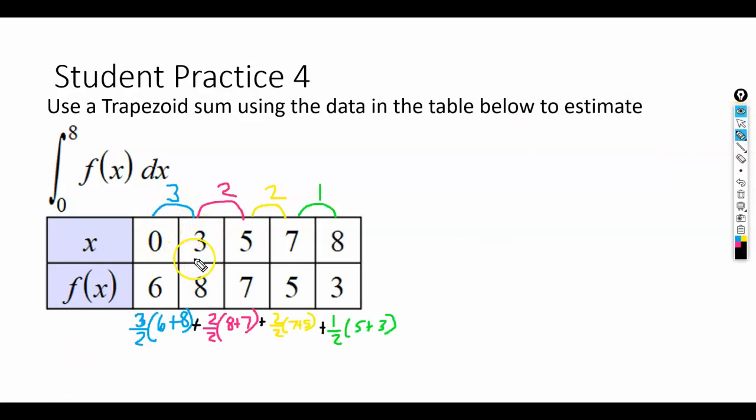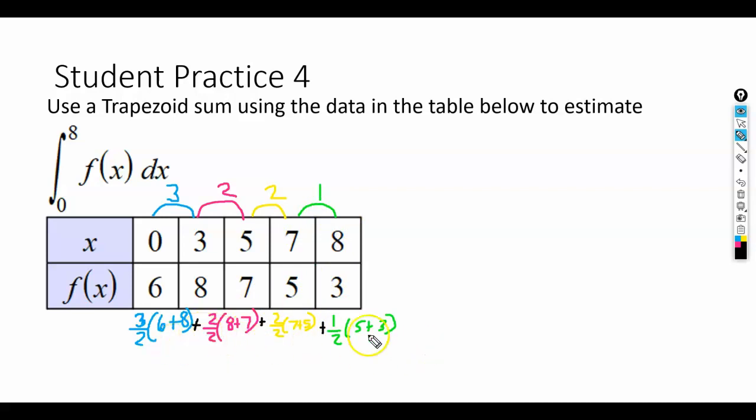Alrighty. So I've got 4 different trapezoids here that I've color-coded. So for the first one, the height is 3. The bases are 6 and 8. So that's the area of the first trapezoid. The second one, the height is 2. The bases are 8 and 7. The third one, the height is 2. The bases are 7 and 5. And the last one, the height is 1. And the bases are 3 and 5.